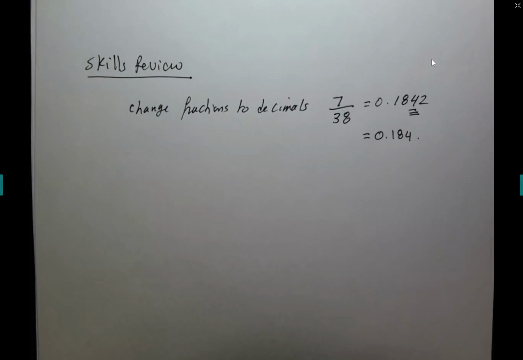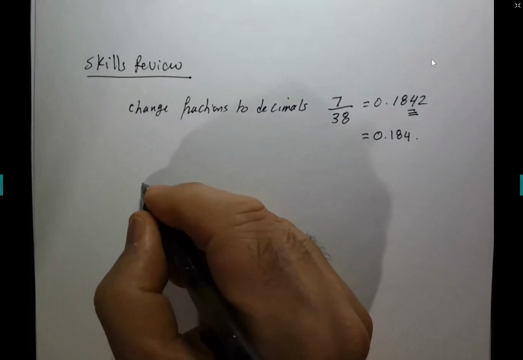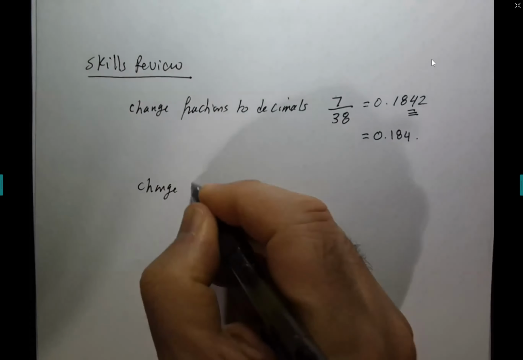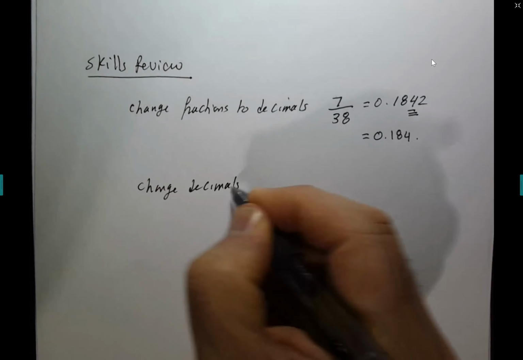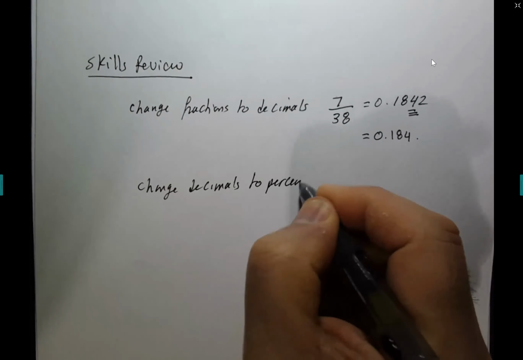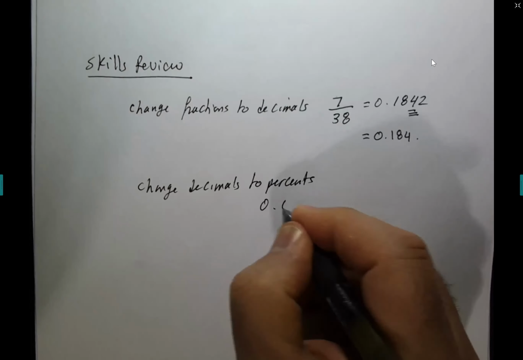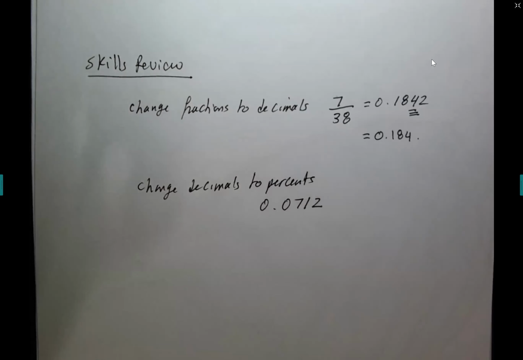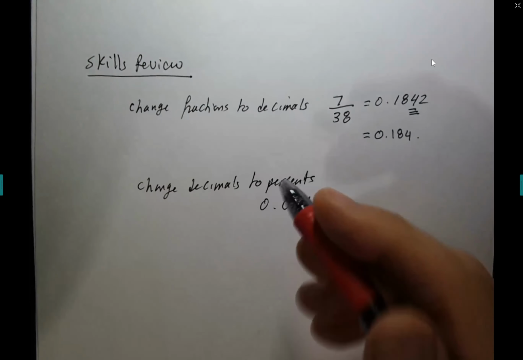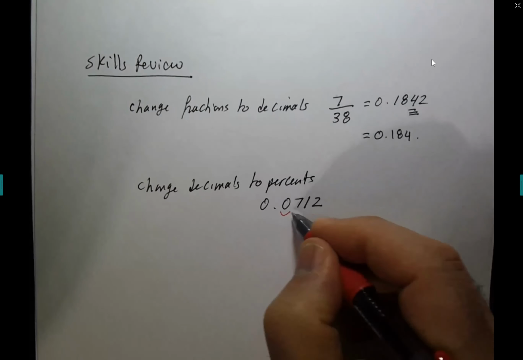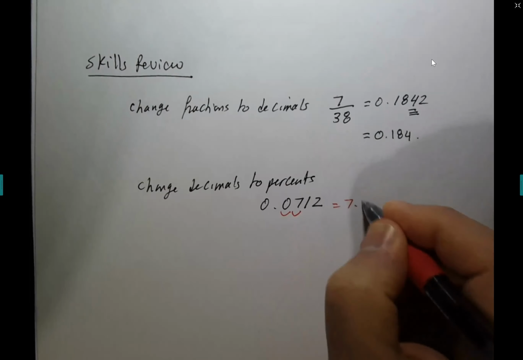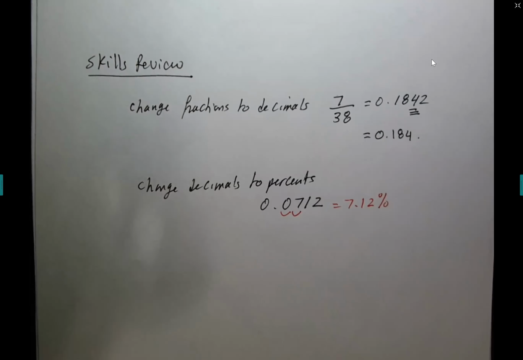Now change decimals to percents. That's what you also need to know. So for example, guys, you ended up with this answer of a probability question, and you need to change it to a percent. To change a number to a percent, just multiply by 100% or move the decimal point 2 digits to the right. And if you move the decimal point 2 digits to the right, it's going to be 7.12, and don't forget to put the percent sign.